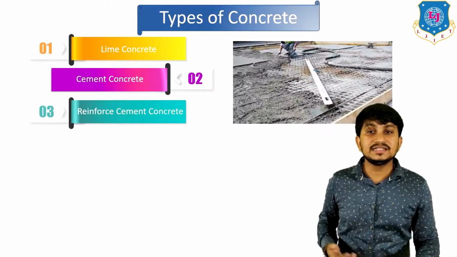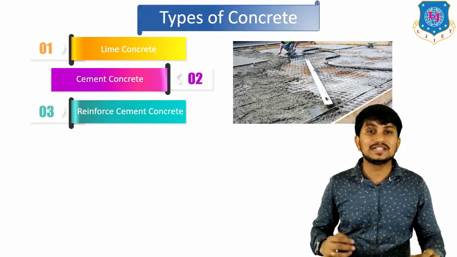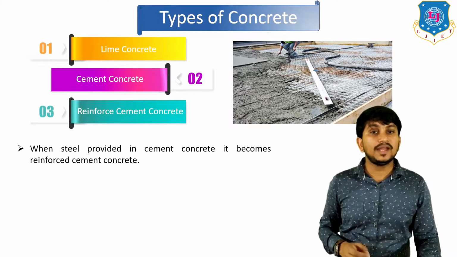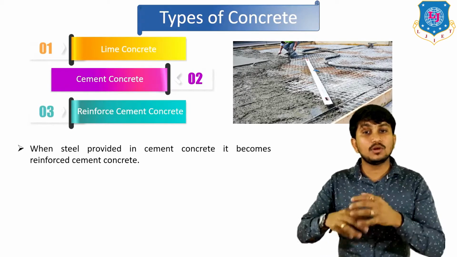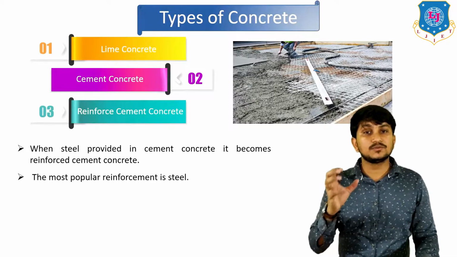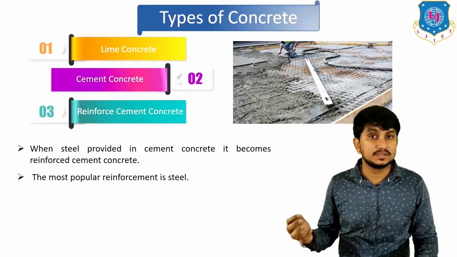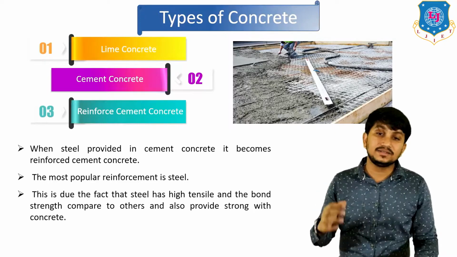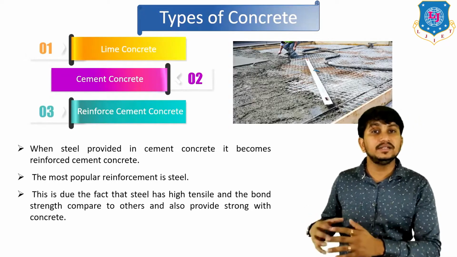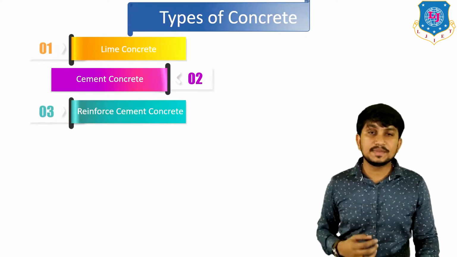The third type of concrete is reinforced cement concrete. It's generally used to make beams, columns, foundations, slabs, etc. You can clearly see this is reinforced cement concrete. When steel is provided in cement concrete, it becomes reinforced cement concrete. So reinforcement in terms of steel is provided. Concrete has lesser tensile strength compared to other materials. To counteract this, steel is added, having high tensile capacity and bond strength compared to others, and it also provides a strong bond with the concrete. That's all about reinforced cement concrete.